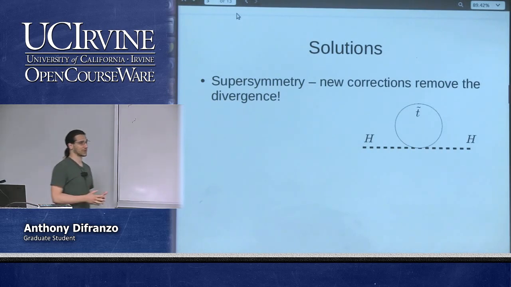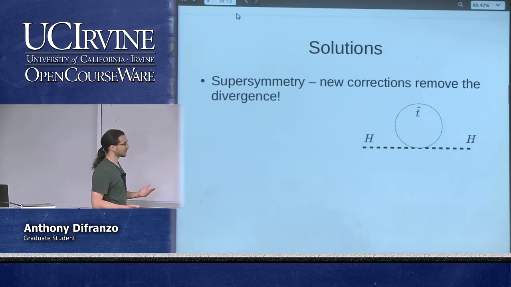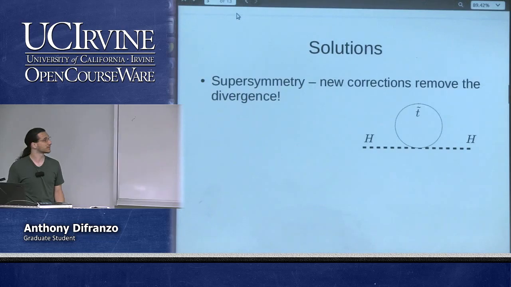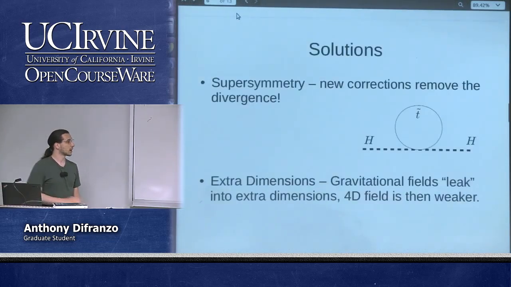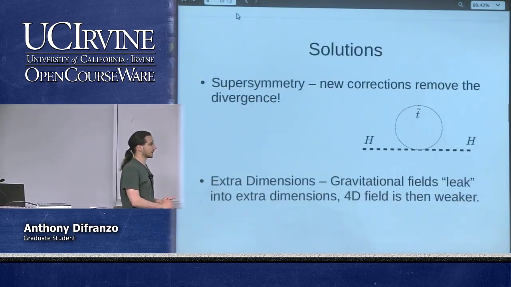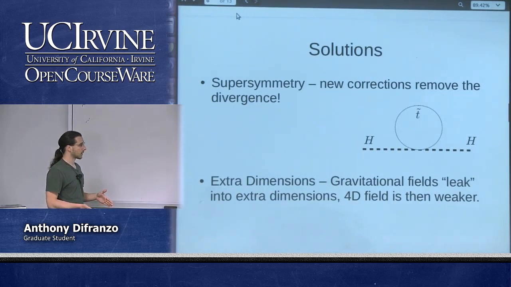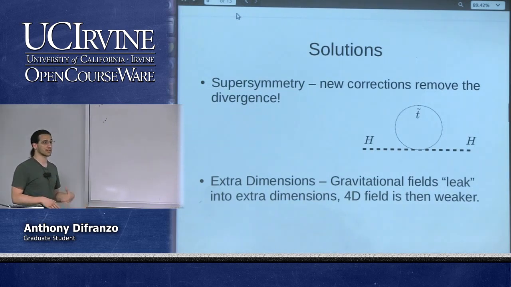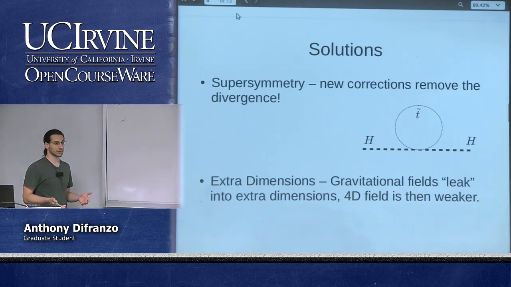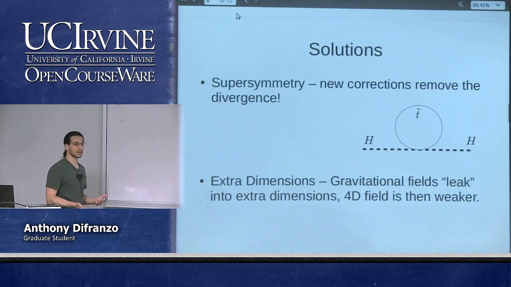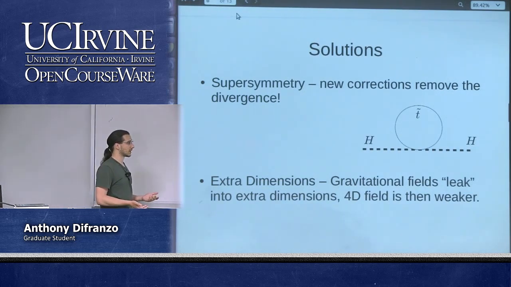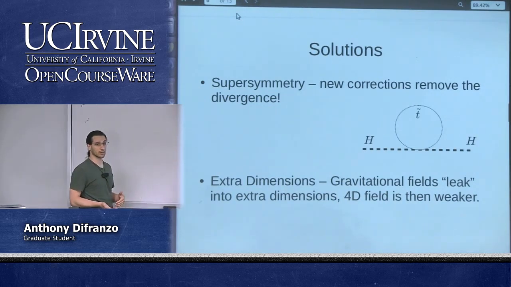However, we haven't found supersymmetry yet, and it might not be there. So maybe we should look for something else. Another very common solution is to look at extra dimensions. So typically how this works is you have multiple extra dimensions, and it makes the gravitational force weak because the gravitational field can leak into that extra dimension. So if we're only looking at 4 dimensions and it's leaking into 8, then we're going to see a gravitational force that is much weaker than what we would be expecting.